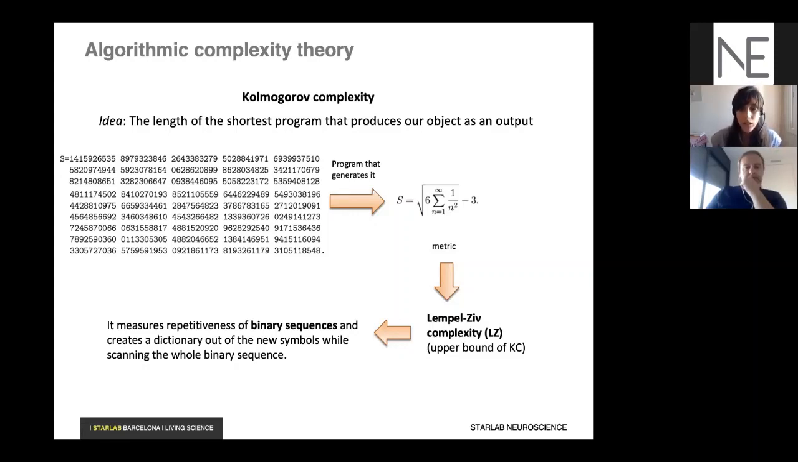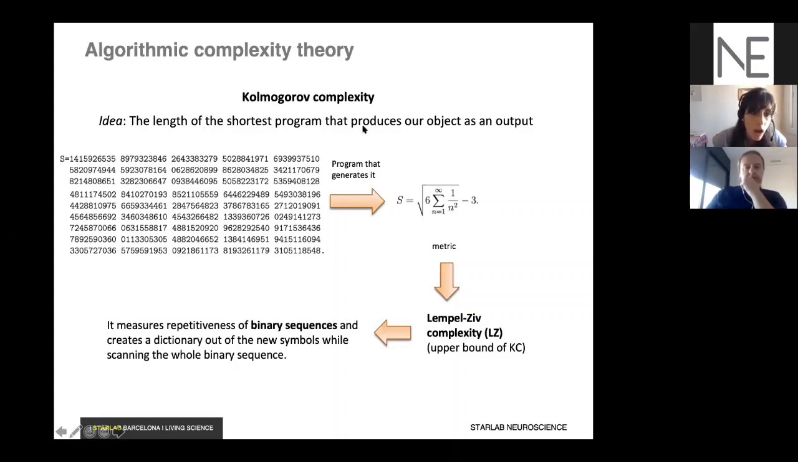Okay, the Kolmogorov complexity is uncomputable, but there is a proxy to it, which is called the Lempel-Ziv complexity. And the Lempel-Ziv complexity is considered an upper bound of Kolmogorov complexity. This Lempel-Ziv complexity actually measures the repetitiveness of binary sequences, and it creates a dictionary out of new symbols while scanning the whole binary sequence under investigation. So imagine that you have a sequence full of zeros and ones, since it's a binary sequence, and then it starts from the first zero. The algorithm puts it in a dictionary, it scans through, it finds a one, it puts it into the dictionary, then it finds a 0, 0, it puts that into the dictionary, a 0, 1, and so on and so forth, until it has reached the whole sequence. And then the final complexity is going to be the length of your dictionary in bits.